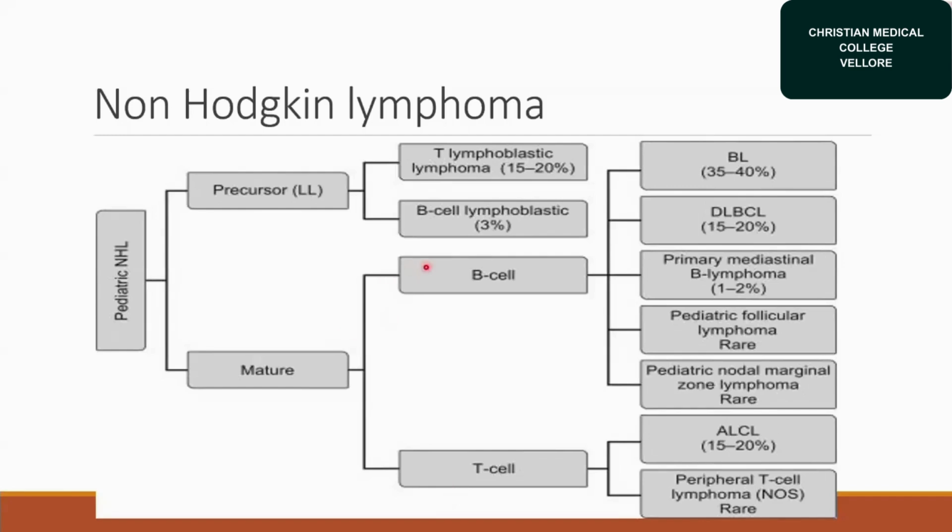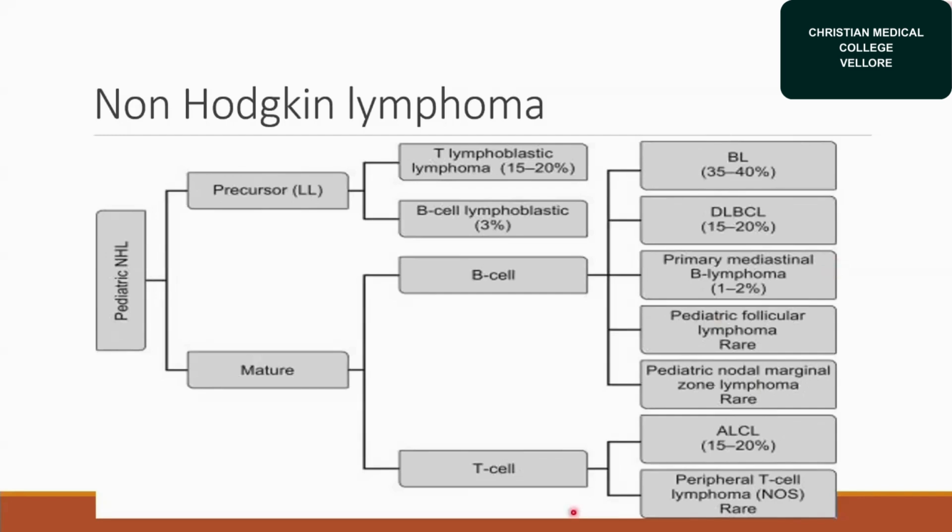Among the B cell lymphomas, the most common ones that we get are Burkitt lymphoma, followed by DLBCL, followed by primary mediastinal B-cell lymphoma. This is usually more a disease of young adolescents and young adults, less than 30 years of age. Then we have pediatric follicular lymphoma, which is very rare, and pediatric nodal marginal zone lymphoma. To be honest, I have come across maybe one of these in all these years, so we'll not be looking mainly at this. Our focus in this day will be mainly on Burkitt, DLBCL, and primary mediastinal B-cell lymphoma.